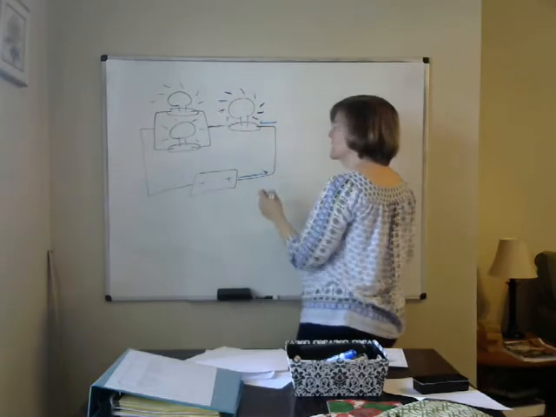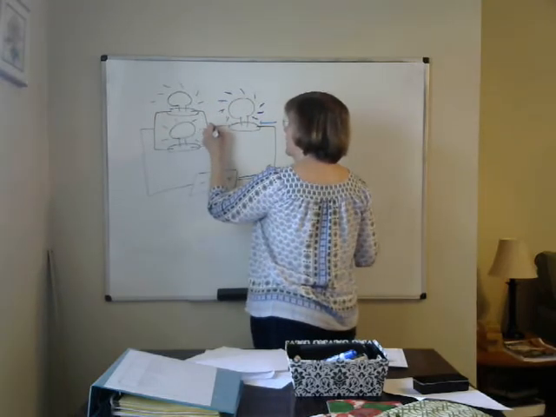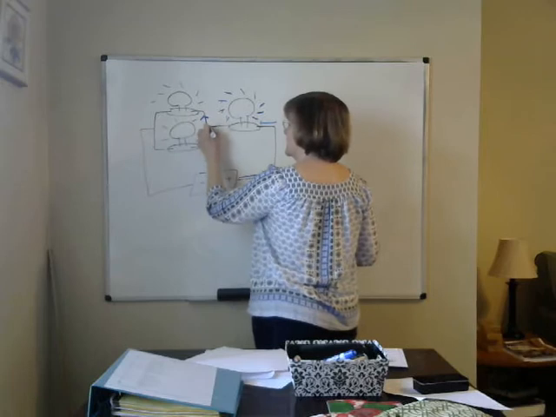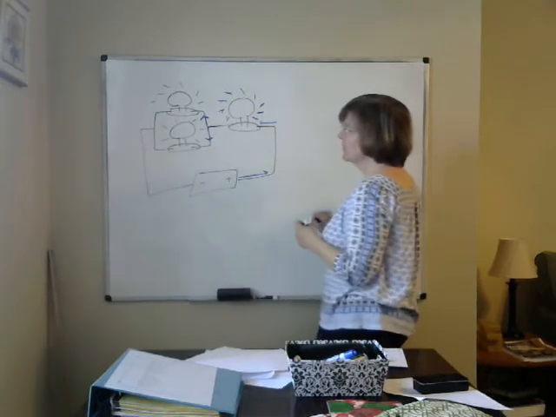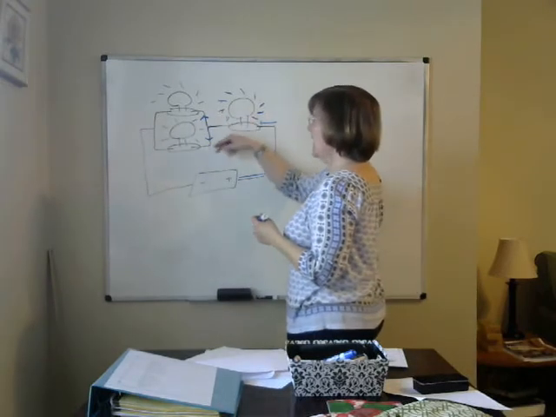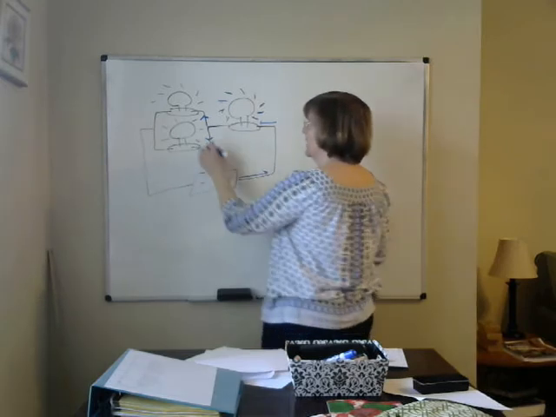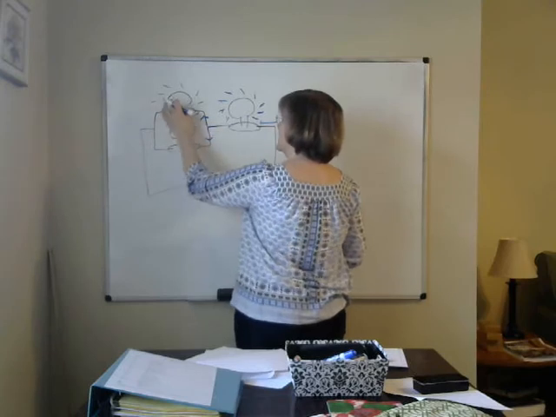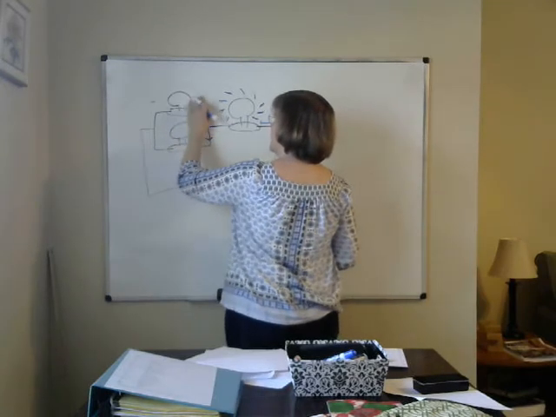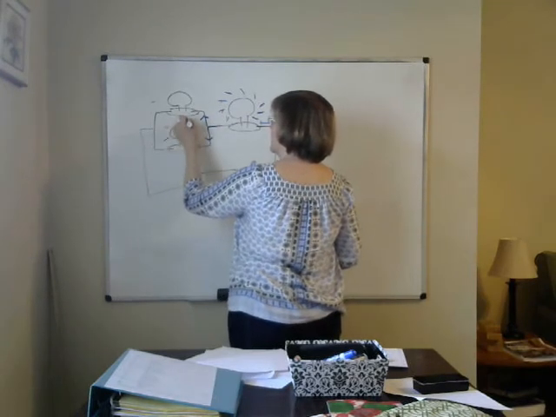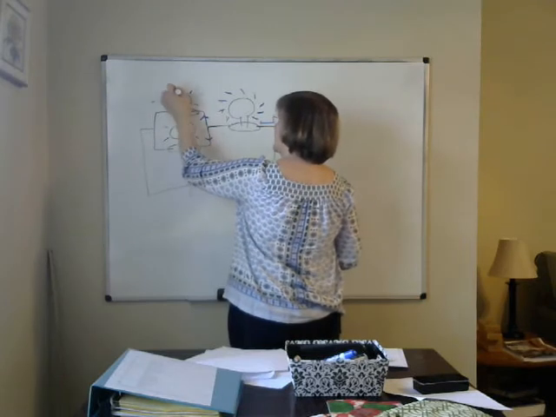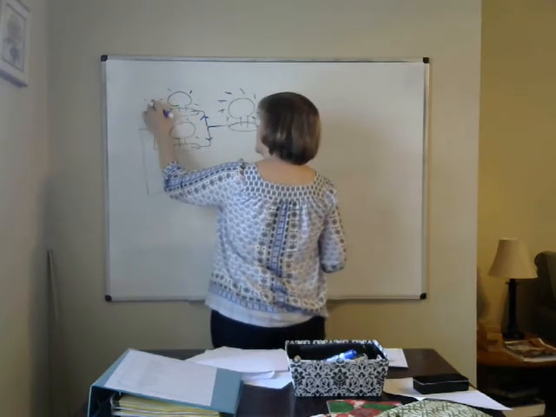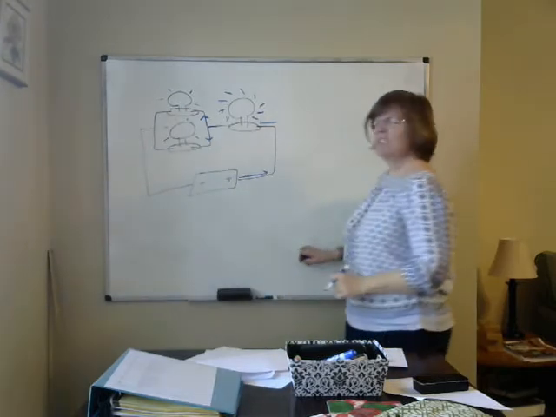But notice when it reaches here, the current splits. Half of the current's going to go through the upper bulb and half through the lower one. These are not going to be as bright because that current had to split. So it's not quite so bright. Now, that makes sense to everybody.